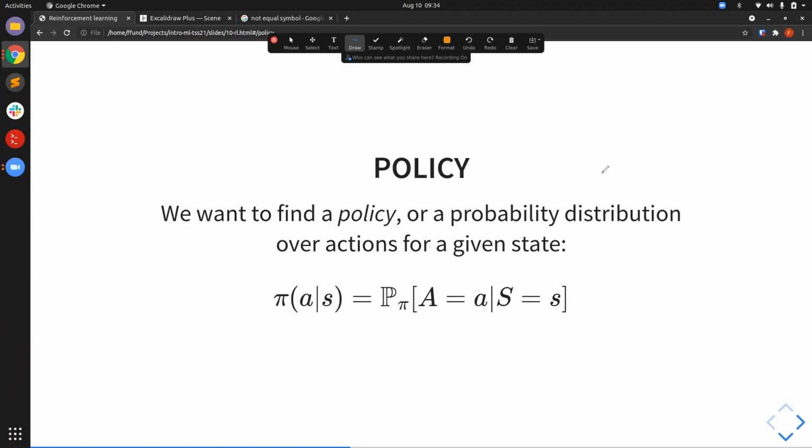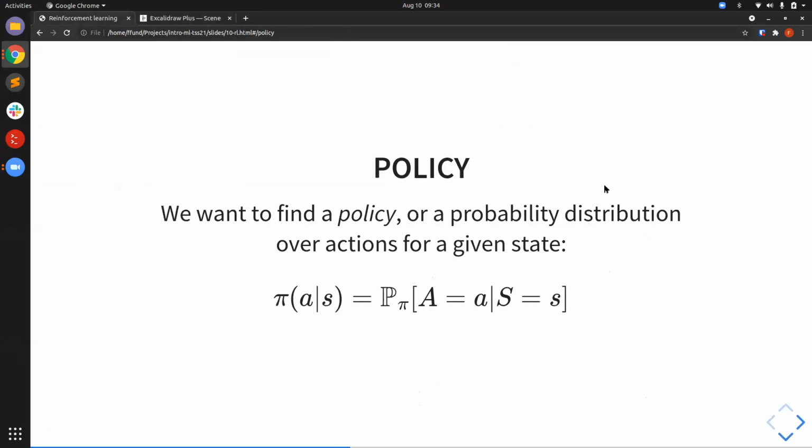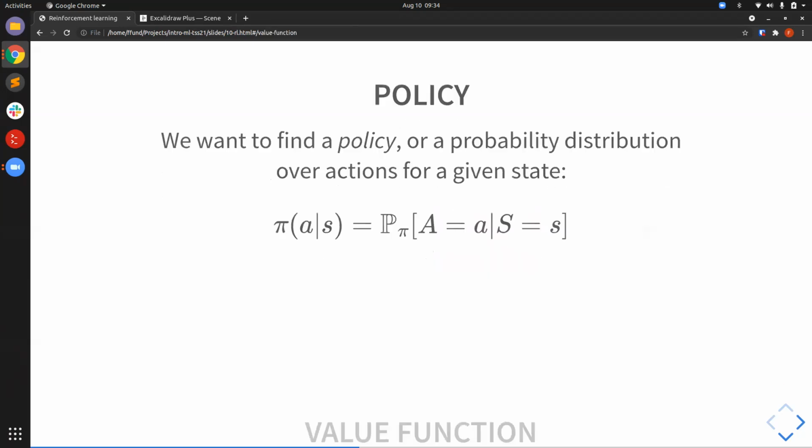Then we're looking for a policy, which is not necessarily just a mapping from state to action, but could also be a probability distribution. So instead of just saying, from state 1 go left, or from state 1 go right, we might say from state 1 go right with 25% probability or go down with 75% probability. So we have some policy that's a probability distribution over actions for a given state. And then we said we also have a value function.